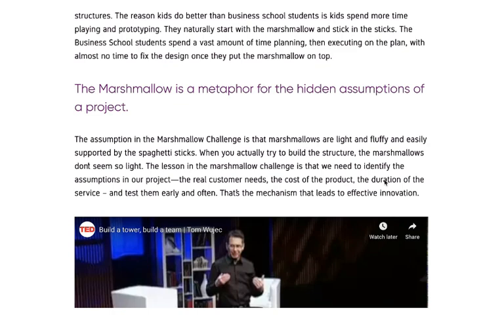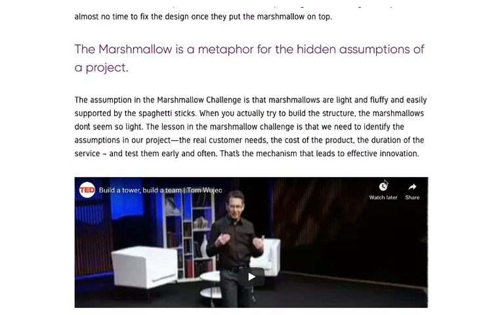The assumption in this challenge is that marshmallows are light and fluffy, and they're easily supported by spaghetti sticks, these little hard, rigid things. When in actuality, when you try and build this, the marshmallows aren't so light anymore. The lesson in the marshmallow challenge is that we need to identify the assumptions in our project, the real customer needs, the cost of the project, the product, the duration of the service, and then test them early and often. That's the mechanism that leads to effective innovation and what makes you effective in the workplace too.